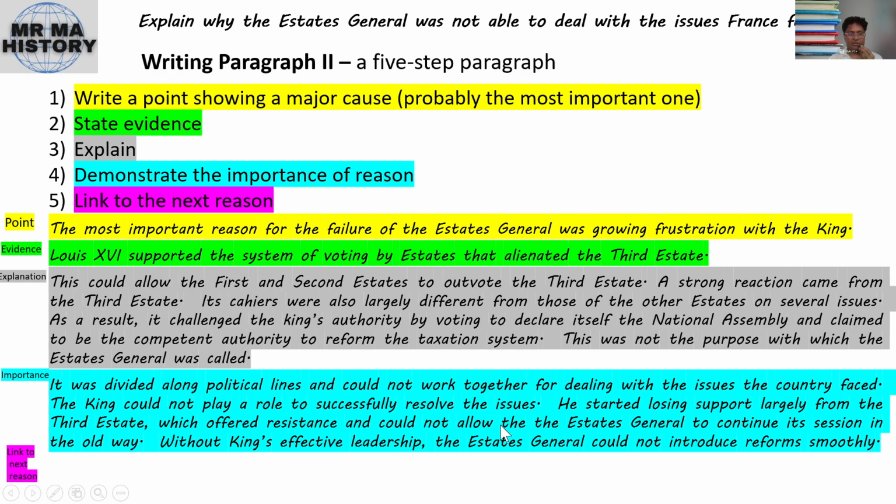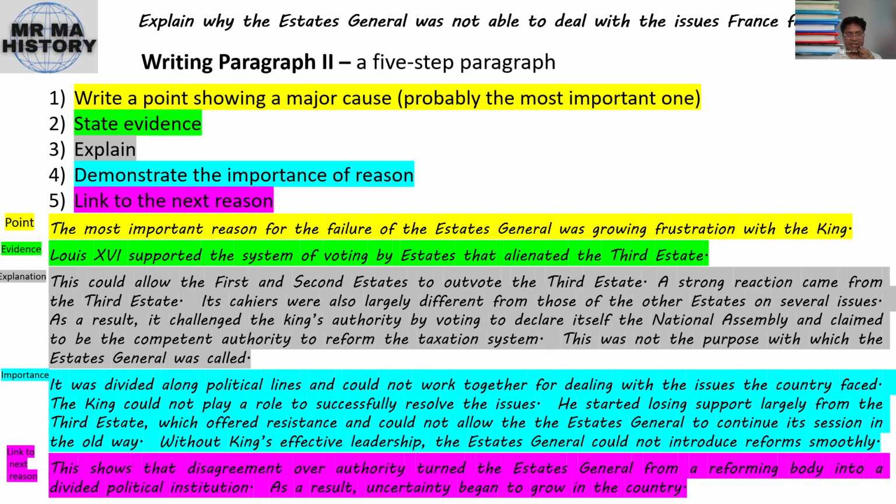Now you are going to write the next few sentences that will link up this reason with the next reason or with the next paragraph. For example, this shows that disagreement over authority turned the Estates General from a reforming body into a divided political institution. As a result, uncertainty began to grow in the country.